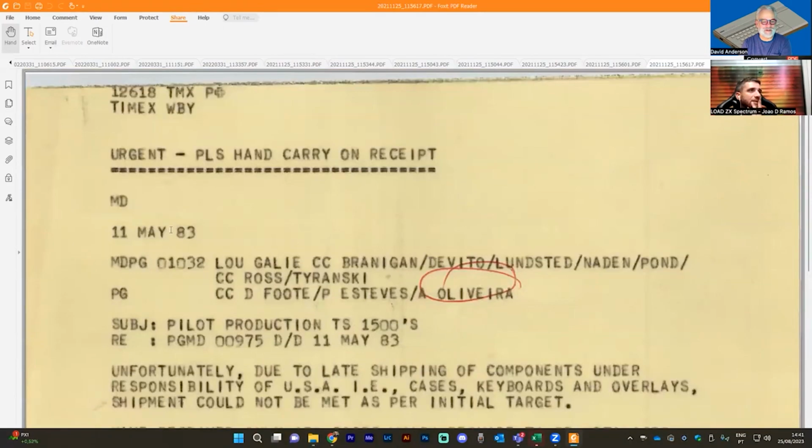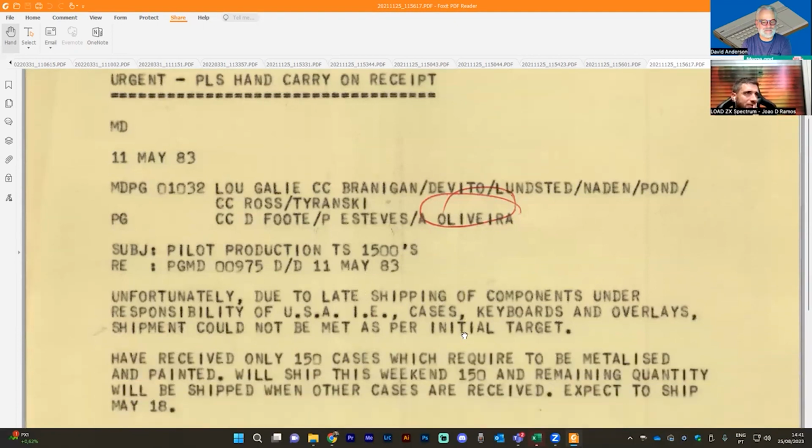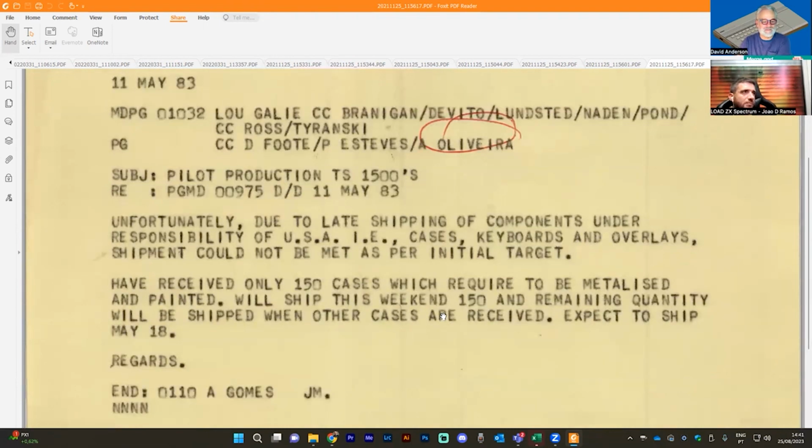Same day, pilot production of TS1500s. Unfortunately, due to late shipping of components under responsibility of USA, cases, keyboards, and overlays, shipment could not be met. We received only 150 cases, which required to be metallized and painted. We'll ship this week on 150, and the remaining quantity will be shipped when other cases are received, expect to ship May 18th. Because they were planning for 500, right?